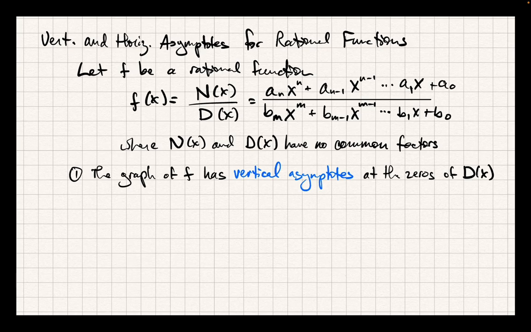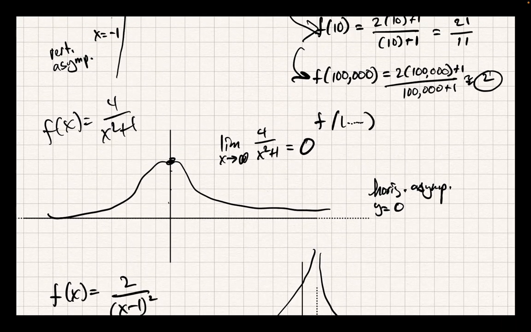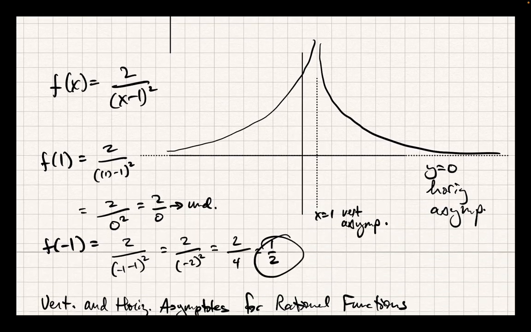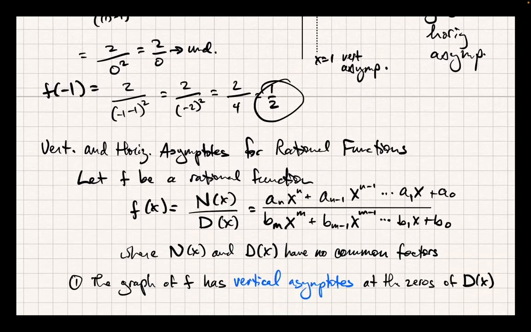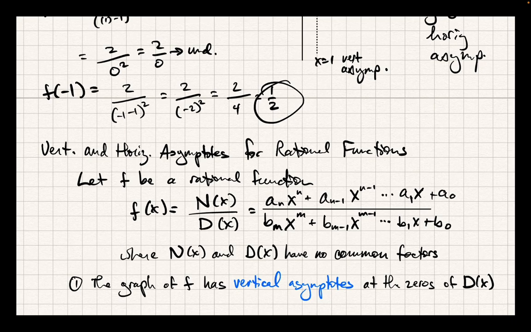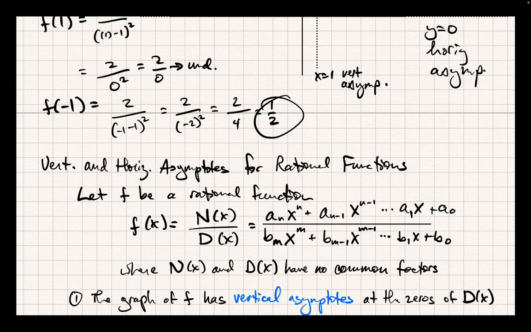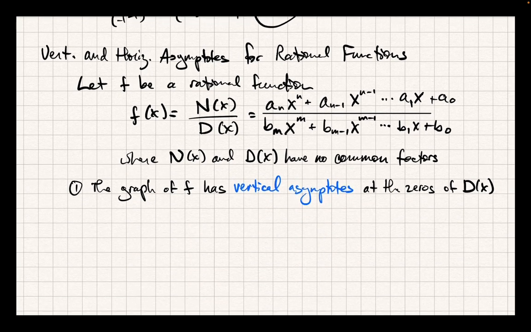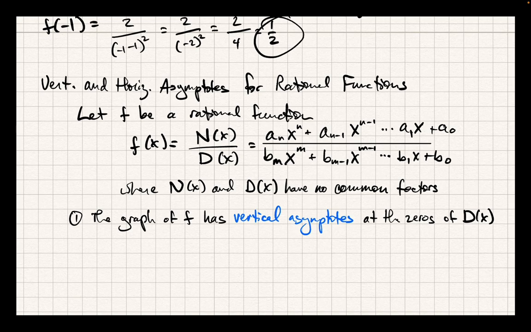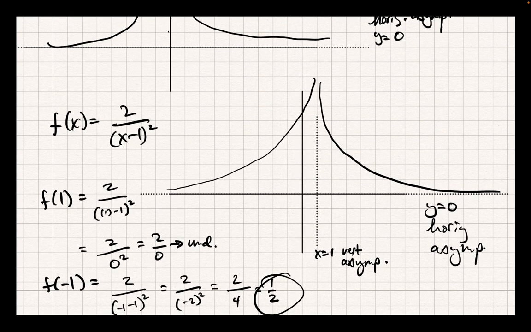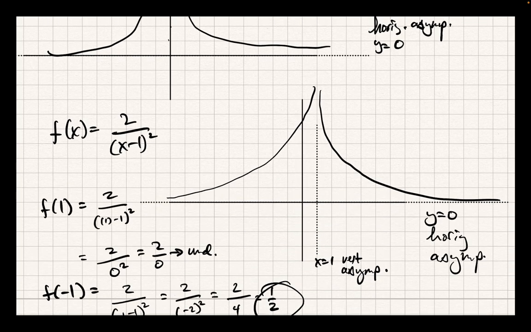Why do we say that, based on the examples we've looked at? Why vertical asymptotes at the zeros of D of x? Because as the denominator approaches 0, yes. The zeros recognizes that there might be more than one place where the denominator might equal 0, but anywhere the denominator of my rational function equals 0, that's going to blow it up, and I'm going to have a vertical asymptote.